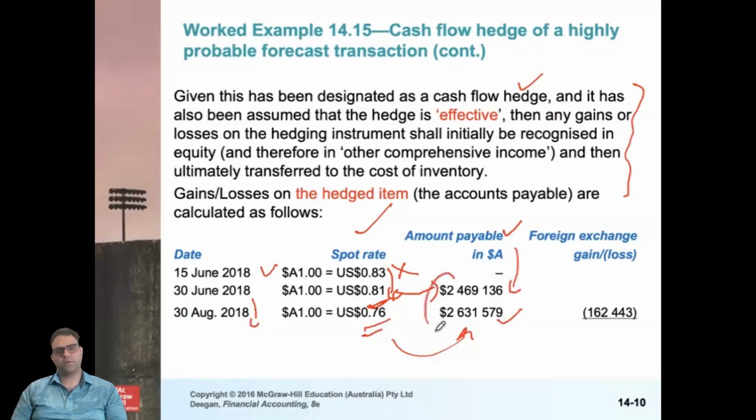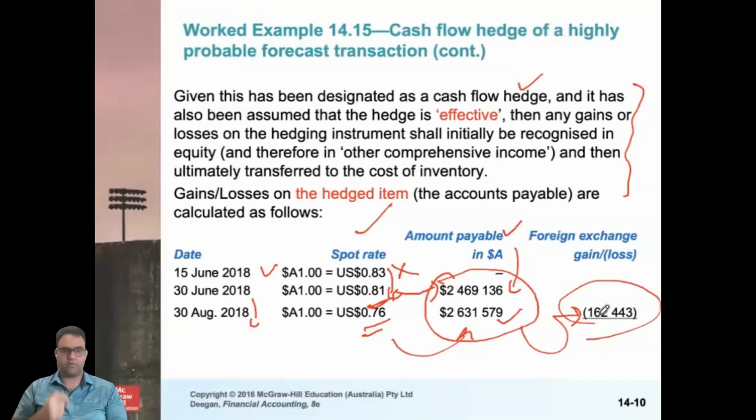So the difference between 2.4 and 2.6 million will be the loss which we incur if the spot rate keeps on dropping. And eventually, since we are paying in Australian dollars, the overall amount will be reduced to 2.4 to 2.6, and we have to face a loss if we follow the spot rate.